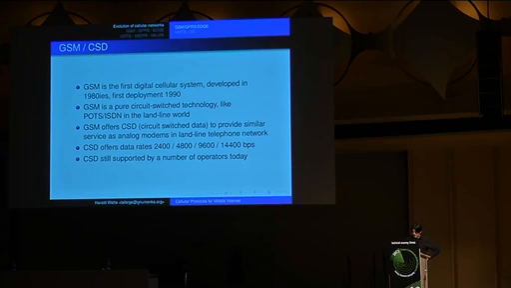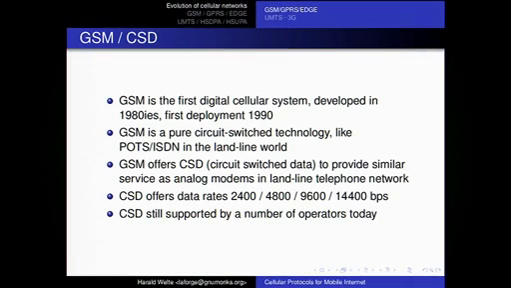CSD, I'm not sure how many in this room remember what CSD is. It's circuit switched data, and it was the first technology in digital cellular telephony systems to transmit data between terminals, not voice. GSM is, to the best of my knowledge, the first digital cellular system. It was developed in the 1980s. That's something you always have to keep in mind. This goes back a very long time. GSM was first deployed around 1990, and it's a pure circuit switched technology. So if you're true to the word, then GSM does not have any data capabilities except CSD. We'll get to that.